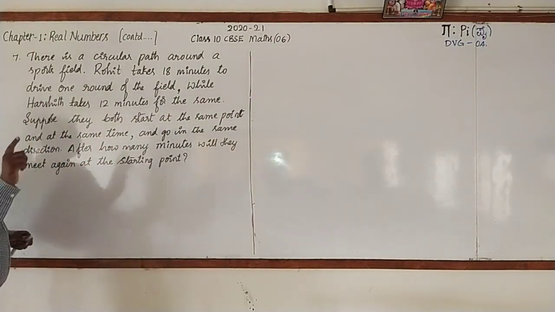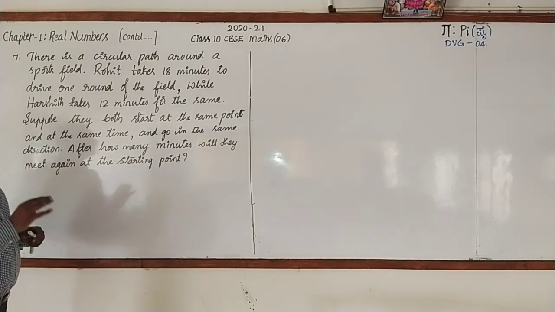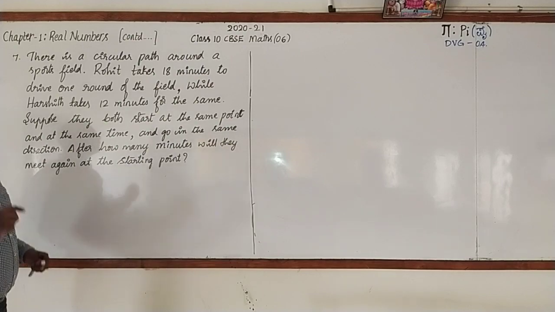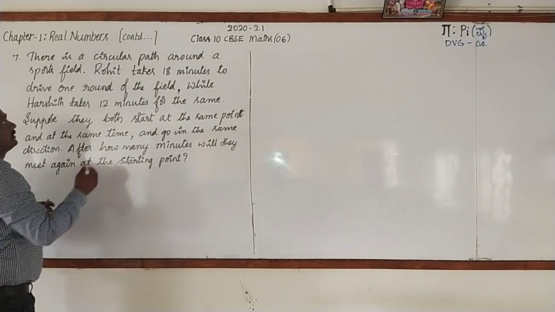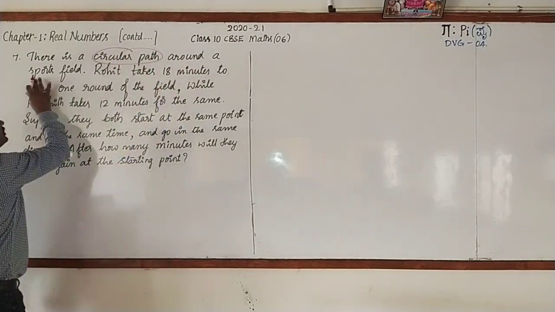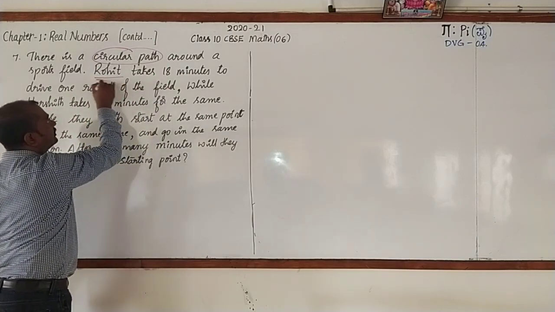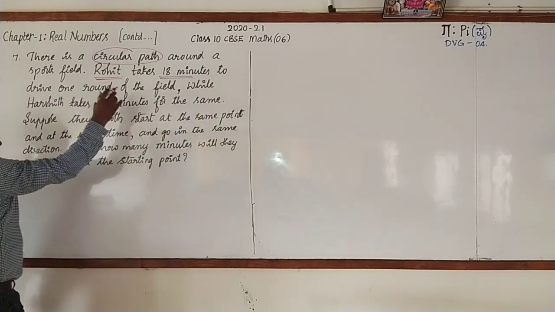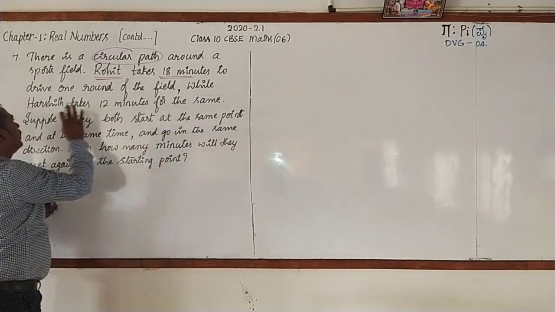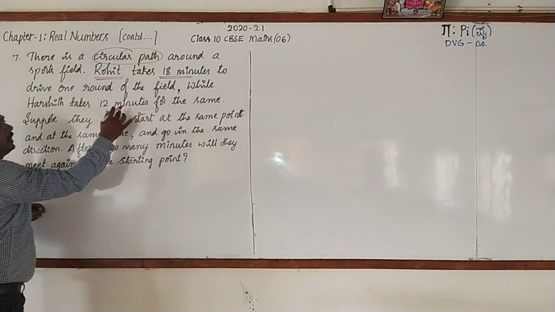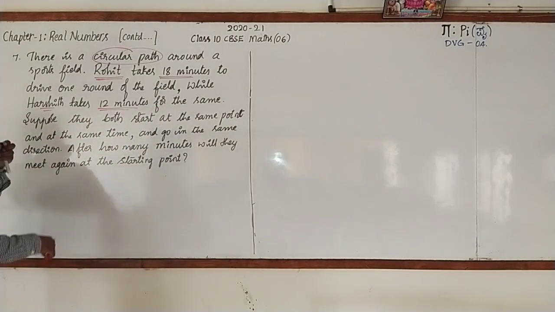It is the last problem in this exercise. A statement problem has been given. Just go through this and understand while I am reading. Let us go through this one. There is a circular path around the sports field, right? Then Rohit takes 18 minutes to drive 1 round of the field, while Harshit takes 12 minutes for the same, that is for 1 round.